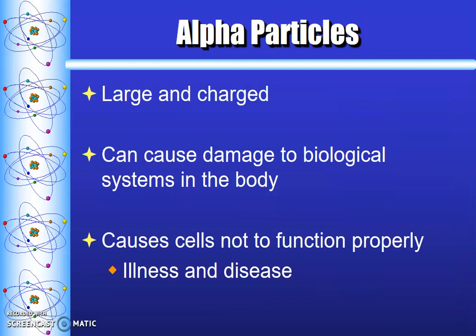Alpha particles are dangerous because they are large and charged. And because they are a charged particle, they can cause damage to your biological systems in the body. They cause cells not to function properly. So they cause all kinds of illness and disease.